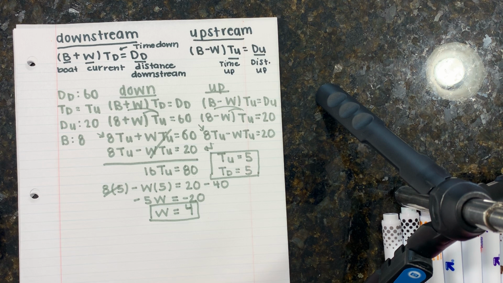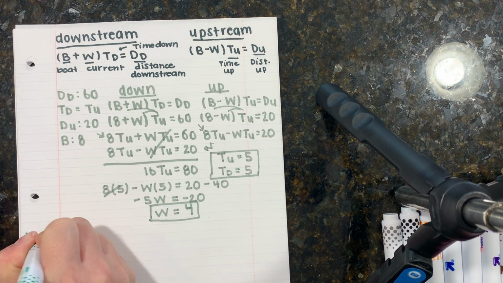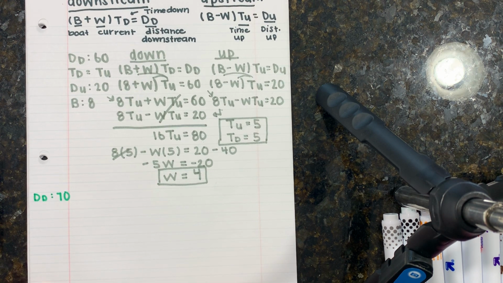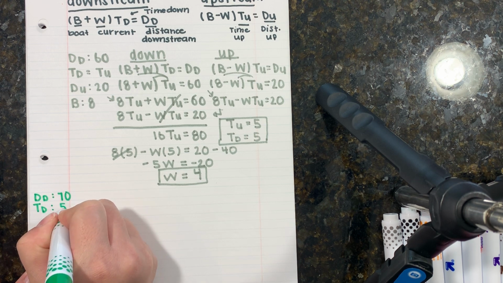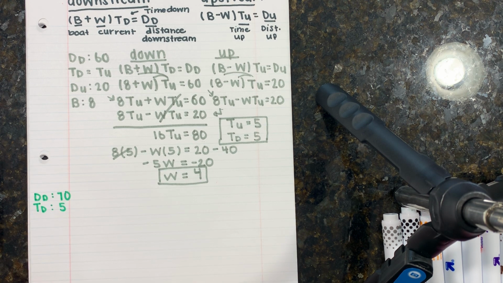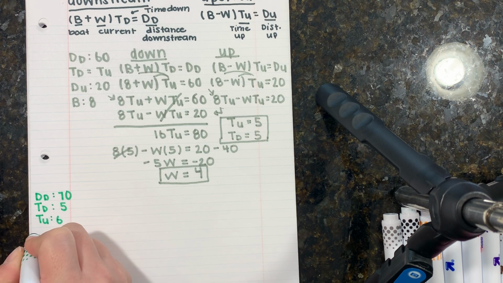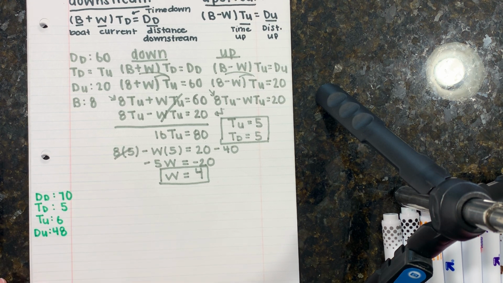So what I'm going to go through is, in the first sentence, it says the steamboat Juby fountain could go 70 miles downstream. So my distance downstream is going to be 70. Then it says in 5 hours, so that means my time down is going to be 5. But it required 6 hours to go 48 miles upstream. So that means my time upstream is going to be 6 and my distance upstream is going to be 48.